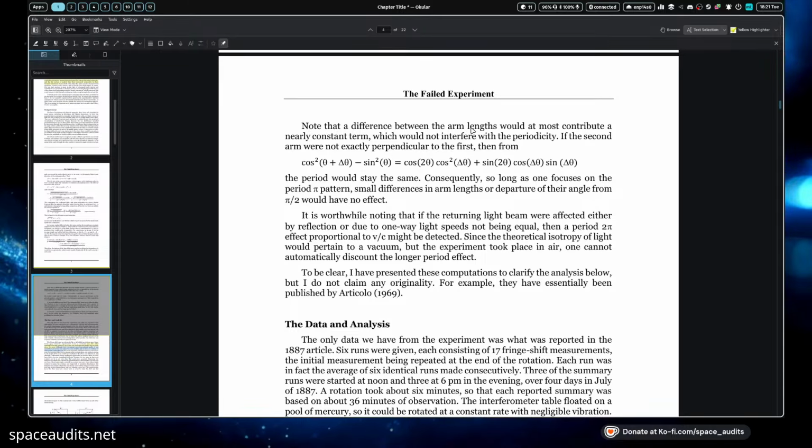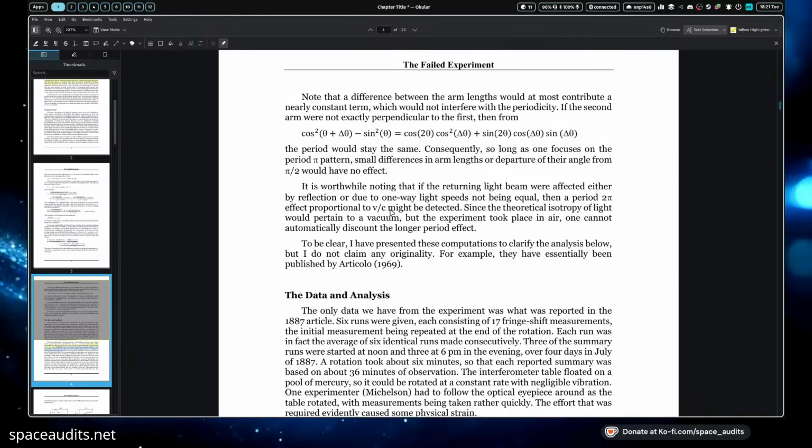Note that the difference between the arm lengths would at most contribute a nearly constant term, which would not interfere with the periodicity. And if the second arm were not exactly perpendicular to the first, then the form given by this equation, the period would stay the same. Consequently, so long as one focuses on the period pi pattern, the small differences in the arm lengths or their departure from the angle of pi over 2 would have no effect.